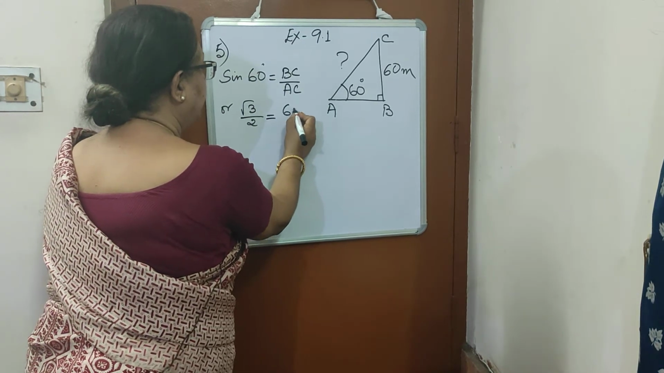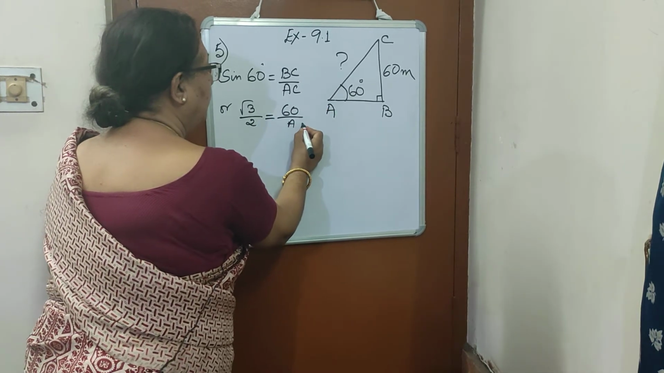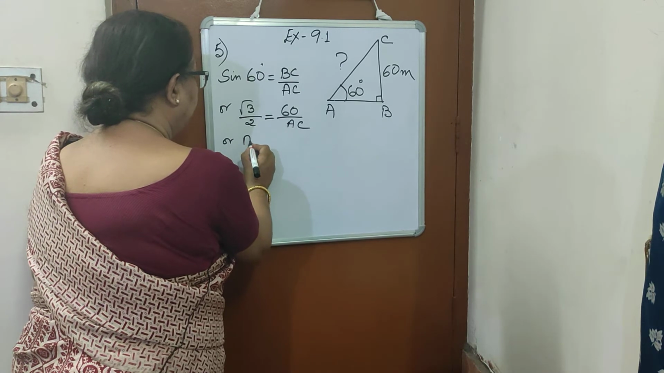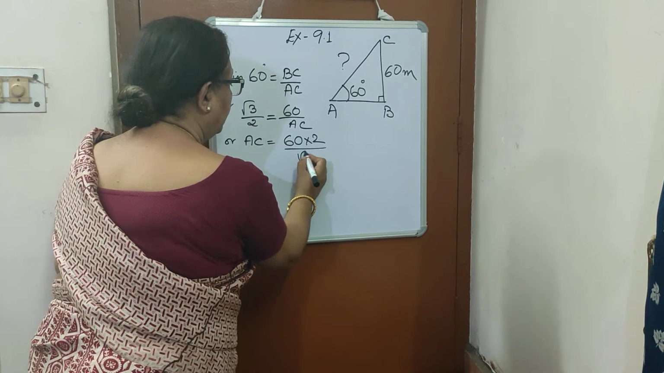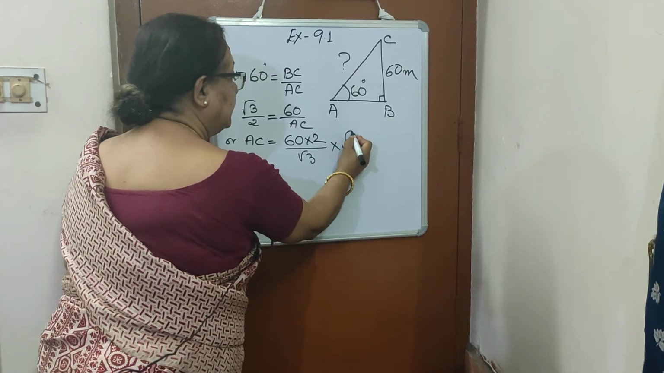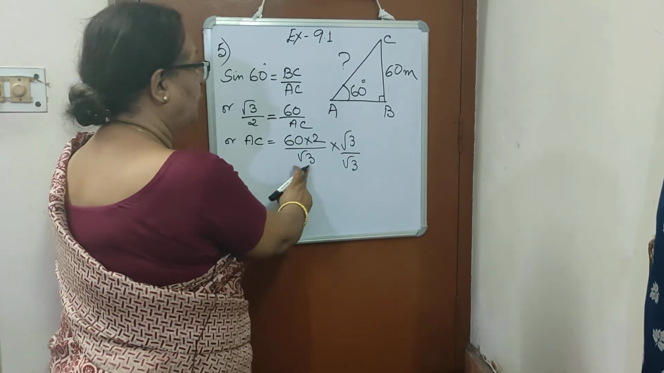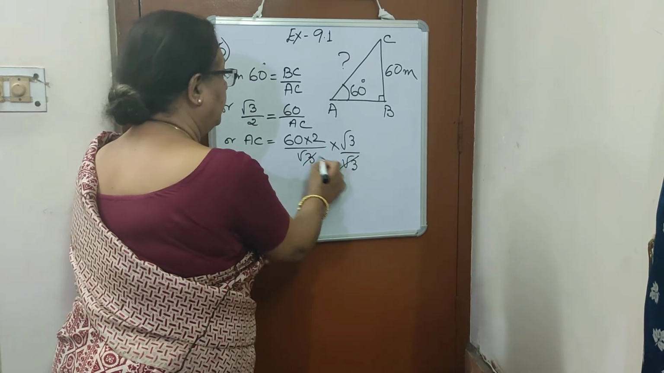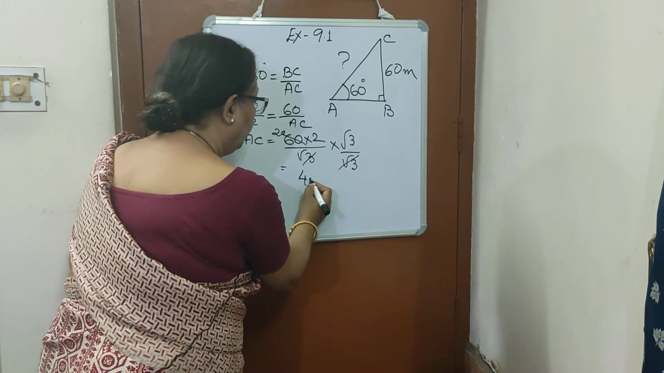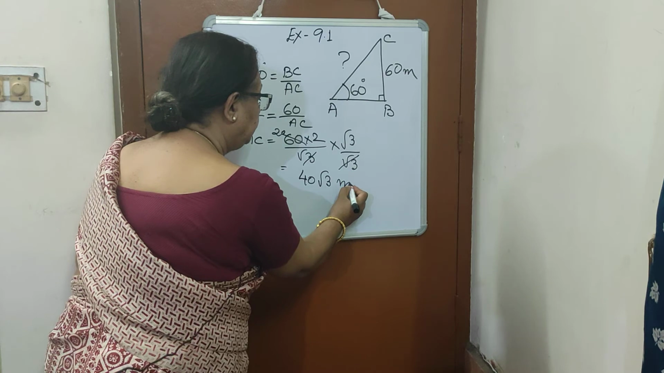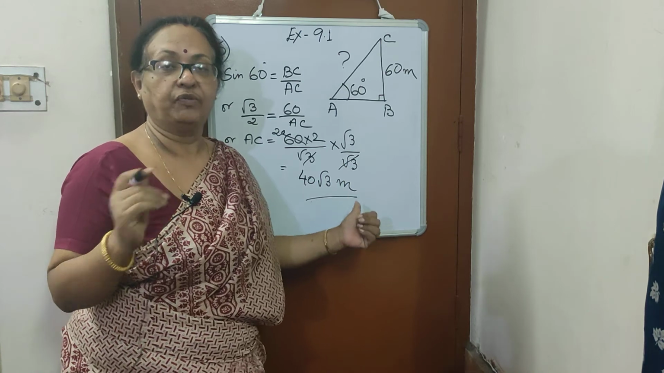BC is given 60 and AC you need to find out. So, AC will be equal to 60 into 2 by root 3. Again rationalize the denominator. Root 3 into root 3 is 3. So, this 3 and 60 you can cancel. So, you get 20 into 2, 40 root 3 meters. That is, the length of the string is 40 root 3 meters.